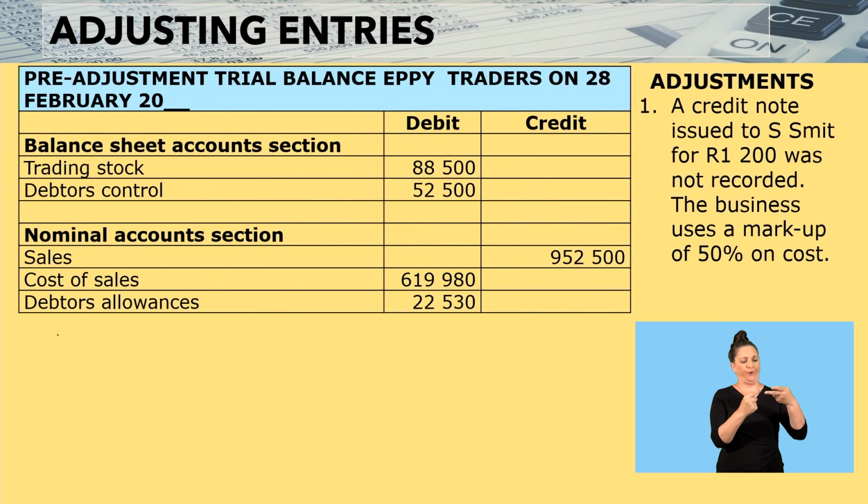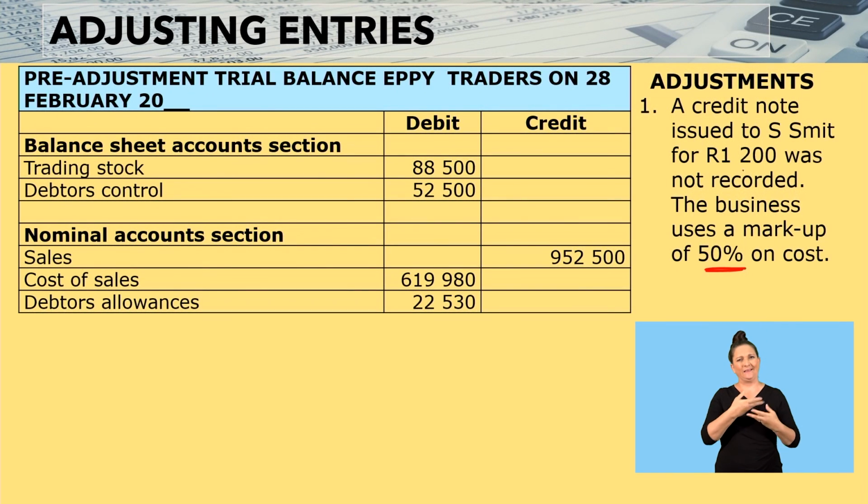When looking at the adjustments individually, we'll start with the first one, which reads: a credit note issued to Smith for 1,200 was not recorded. The business uses a markup of 50% on cost. This simply means that a debtor has returned goods to the business. Therefore, we need to adjust for this. Here they have given us 1,200, which has to do with the selling price of the goods that were returned. But we are told that the business uses a markup of 50% on cost.